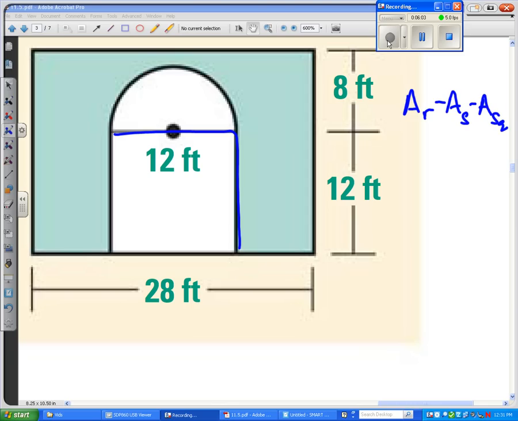Once I get this written, I can go ahead and start establishing each of the values that I do have. The area of the rectangle is 12 plus 8, which is 18, times the base, and that is 28 in this case, 28, minus the area of the semicircle, and that's half of the actual circle, which is pi times the r. R is half of this distance, so that's 6. Then subtract away the area of the square, 12 squared.